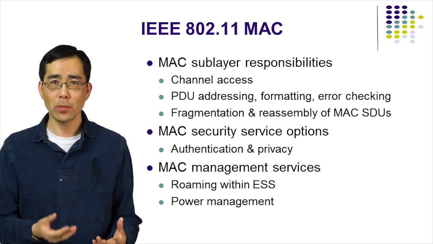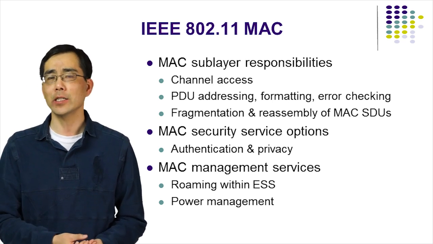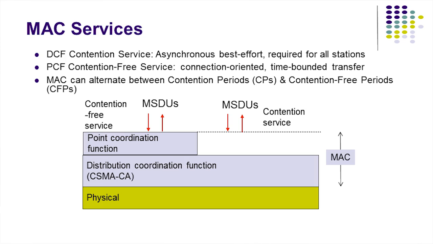The media access control management services are also defined to support roaming within an extended service set and to assist stations in power management. The IEEE 802.11 Media Access Control Protocol is specified in terms of coordination functions that determine when a station in a basic service set is allowed to transmit and when it may be able to receive protocol data units over the wireless medium. It defines two coordination functions, the distributed coordination function and the point coordination function.